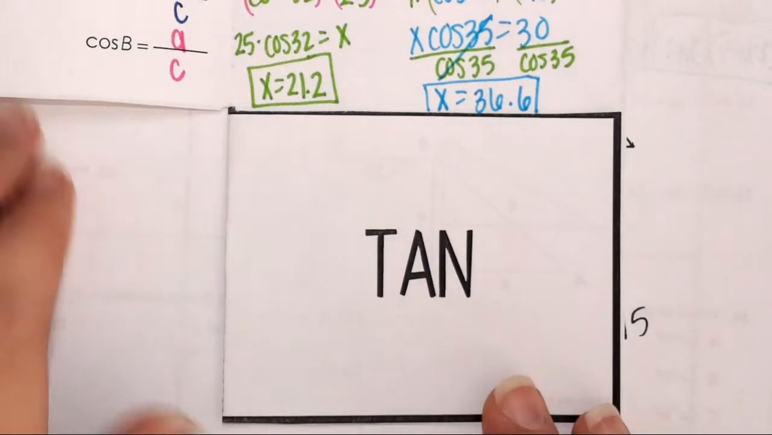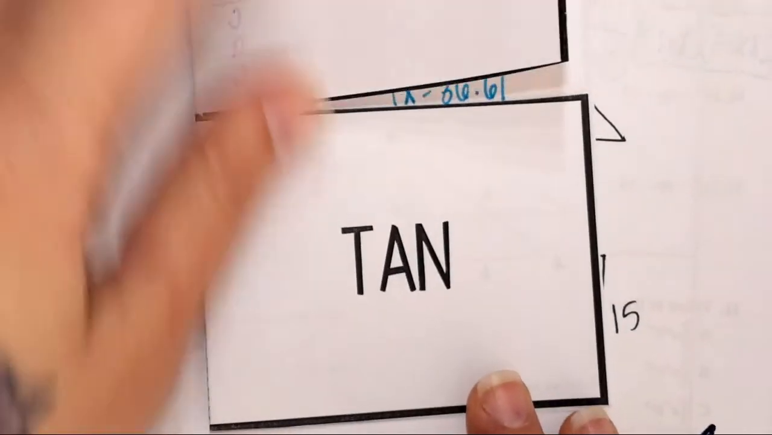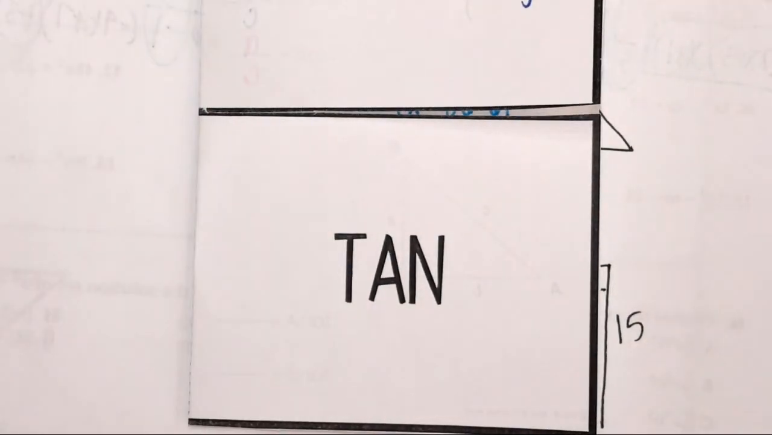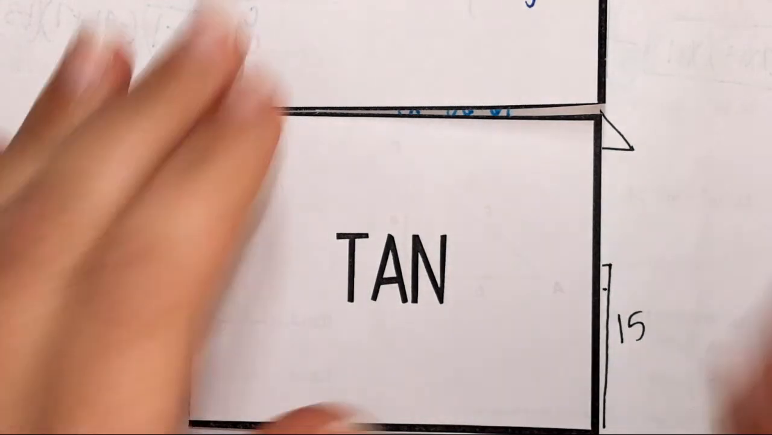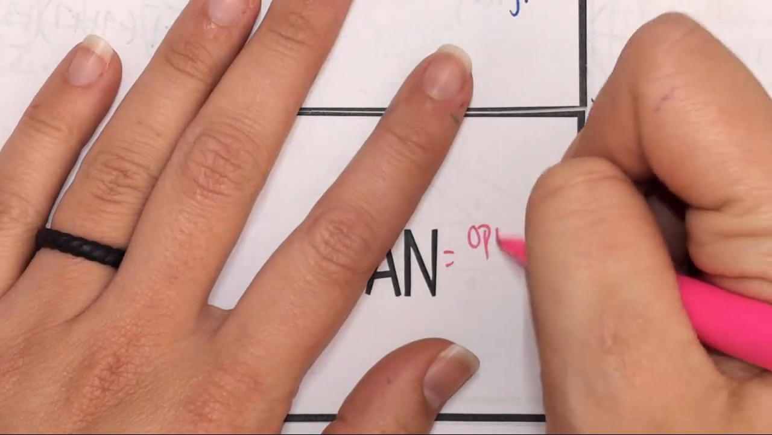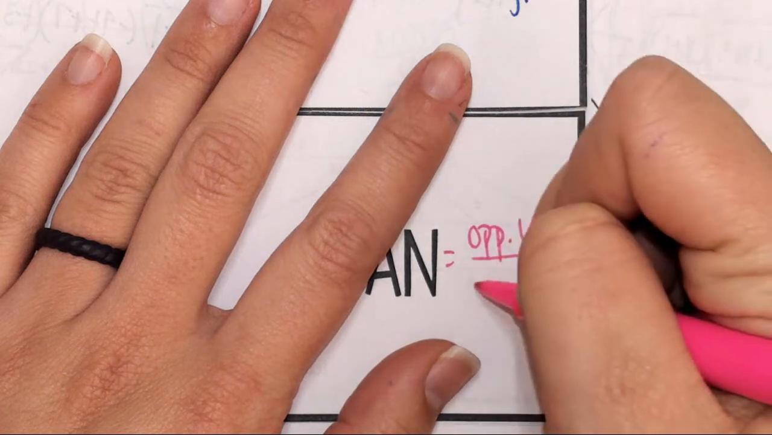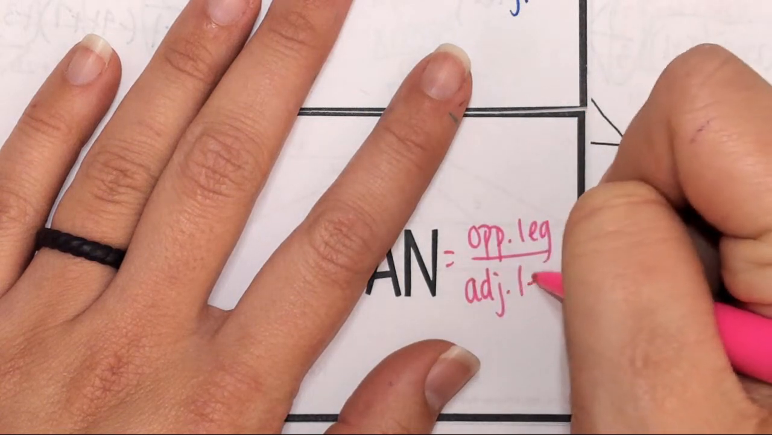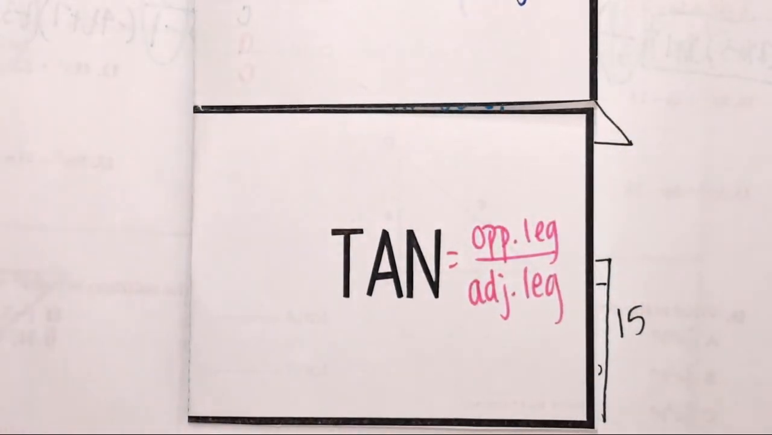Alright, and now I'm moving on to tangent. Now this is the last part of this foldable. Tangent is opposite leg divided by adjacent leg, which means we're not using the hypotenuse in tangent at all.